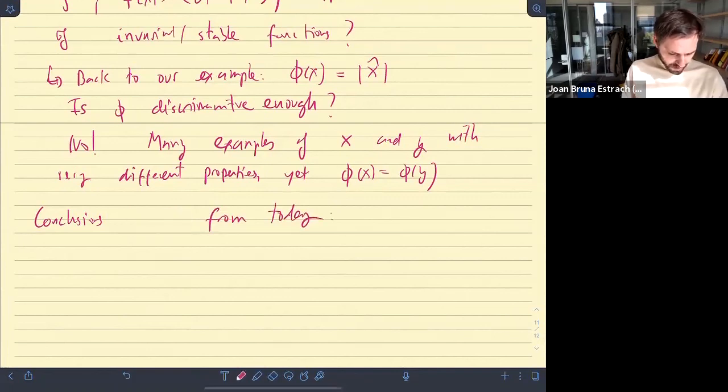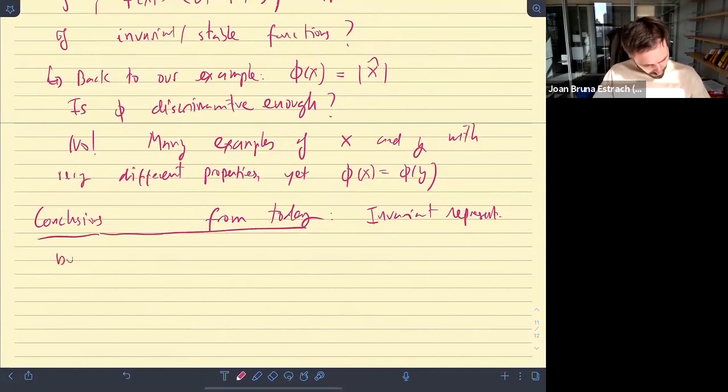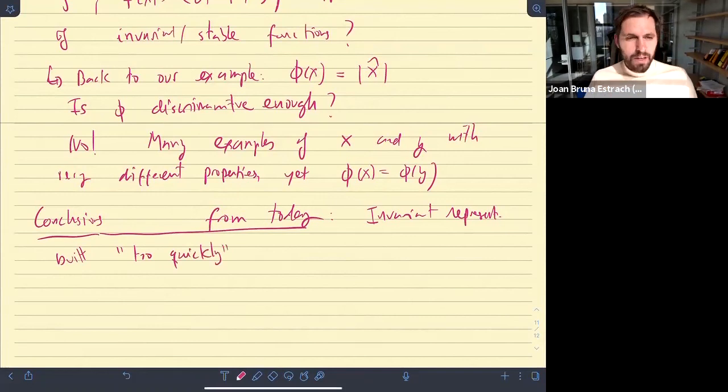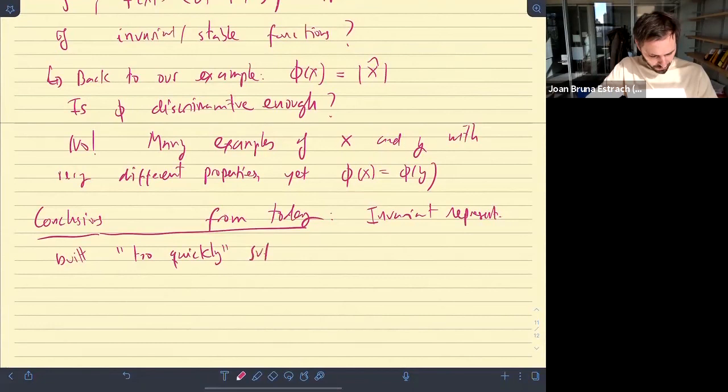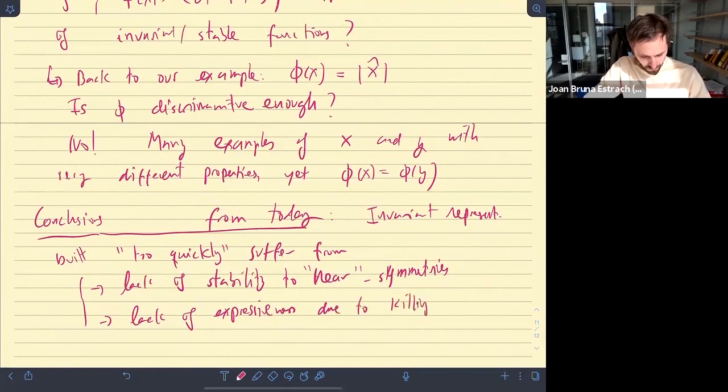From today, invariant representations built, I'm going to write it like this, too quickly, in the sense that we just use a shallow network to build them, suffer from lack of stability to near symmetries and lack of expressiveness due to killing the Fourier phase.